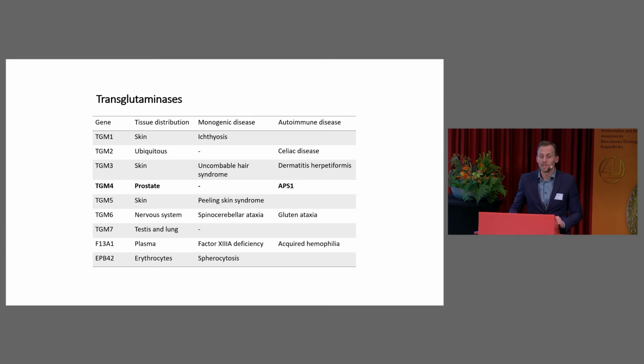And we also have this acquired form of hemophilia explained by autoantibodies neutralizing factor 13. So this is the coagulation factor responsible for the final stage of the coagulation cascade where fibrin is cross-linked, and this is carried out by a transglutaminase. So we had all these different examples of very clinically distinct autoimmune disorders, but all involving autoimmunity against different members of the transglutaminase protein family.